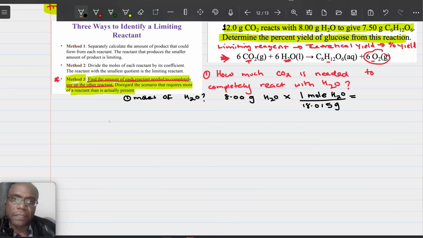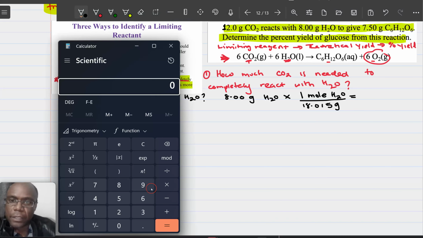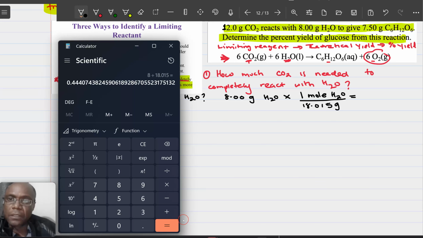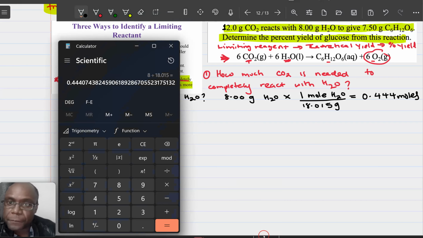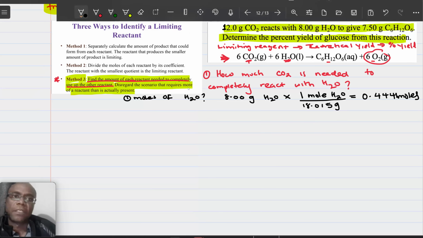And that's going to give us the moles of water. Let's bring up the calculator. Okay, 8 divided by 18.015. So I'm getting about 0.444 moles. Let's say 0.4441 moles of water. So the 8 grams is really this many moles.